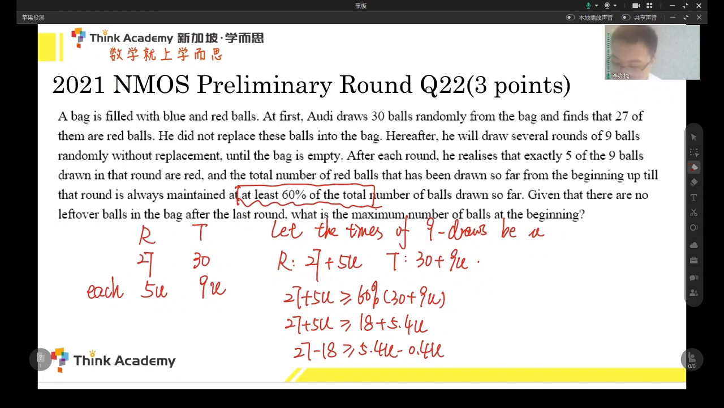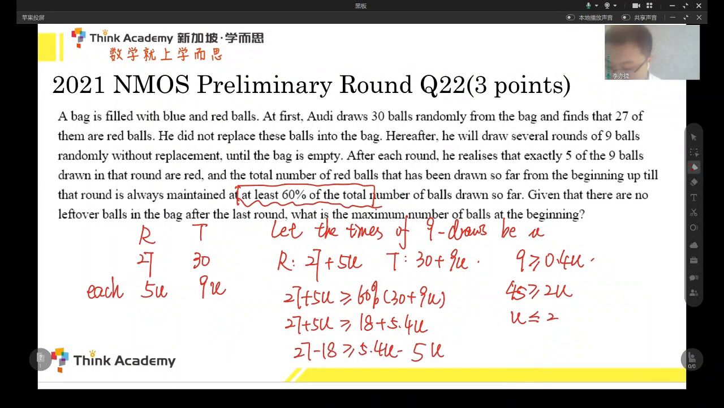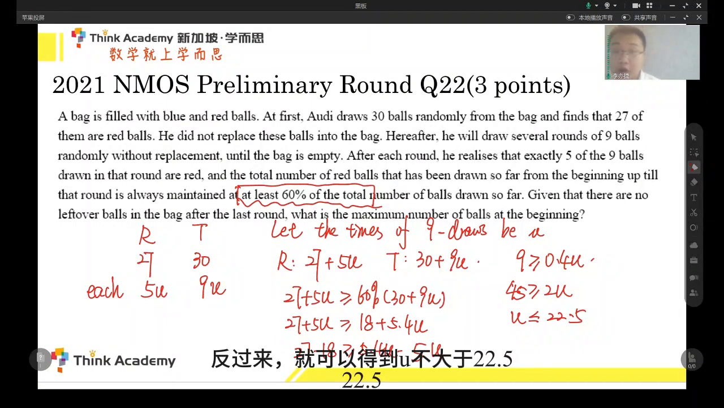So we calculate it out, and it will be 9 is not smaller than 0.4u. And also we multiply by 5 on each side. We have 45 is no smaller than 2u, and on the contrary, u is not greater than 22.5.